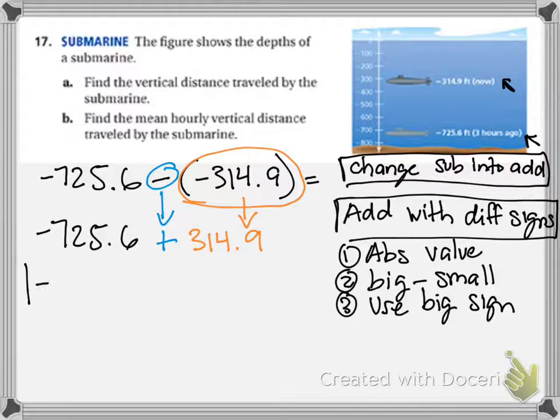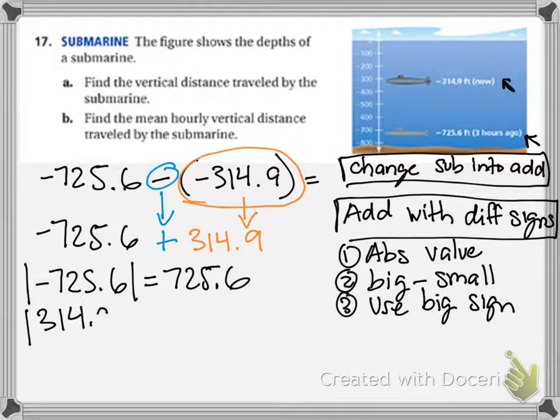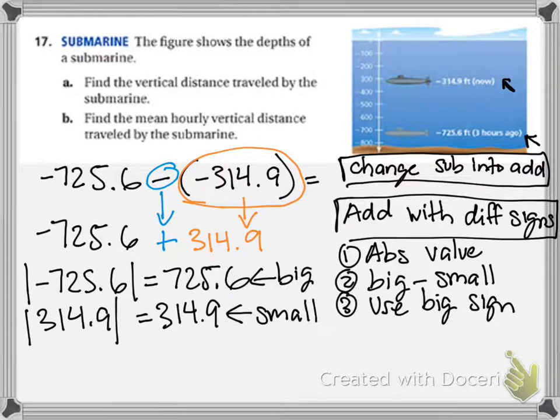The absolute value of negative 725.6 is positive 725.6. The absolute value of 314.9 is 314.9. This one is bigger, this one is smaller. So we are going to do big minus small, and because these are decimals, I'm going to stack them and subtract vertically.